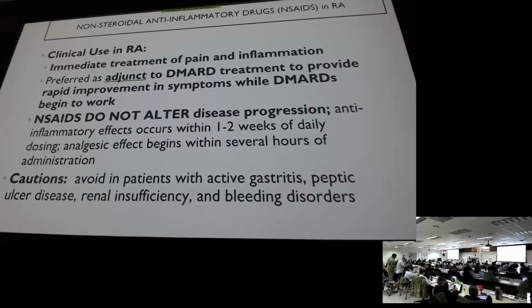So NSAIDs in RA, treatment of pain and inflammation, it's an adjunct to the DMARDs. They don't alter the disease progression, and it usually takes 1 to 2 weeks of daily NSAIDs to really show its best efficacy. We already mentioned for NSAIDs, like I said, numerous times, numerous instructors, numerous different courses, about avoiding NSAIDs with gastritis, peptic ulcer disease or PUD, renal disease, or any kind of bleeding disorder.